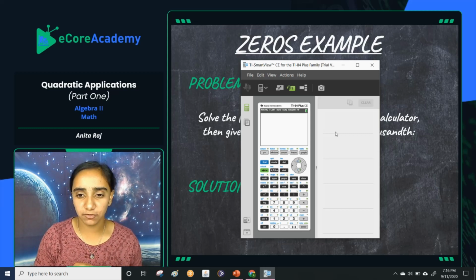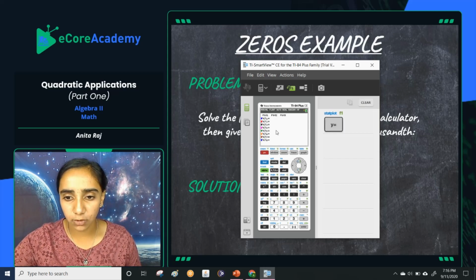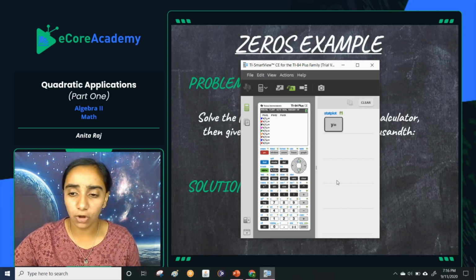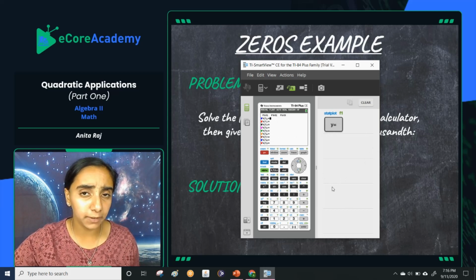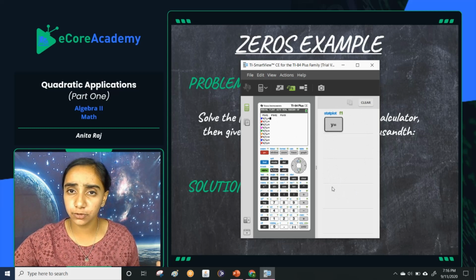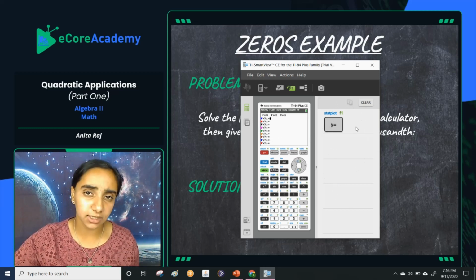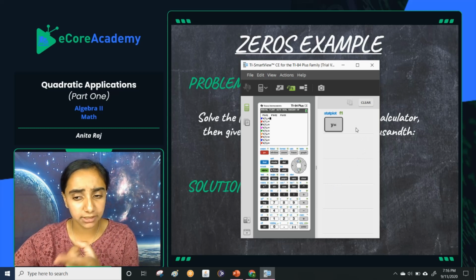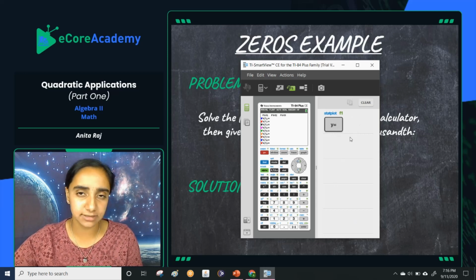Okay, so now let's solve the problem. Like I said, first we want to go to our y equals. So in our y equals, you can see it's all empty. Also, I forgot to mention, on the right-hand side, you see this panel where all of the buttons I press will be mentioned. So if you don't have a calculator, or you're just following along and you're going to be using a calculator later, you can see what buttons I'm pressing, especially if you can't see the screen very well. So just pay attention to this and you'll know exactly what I'm doing.